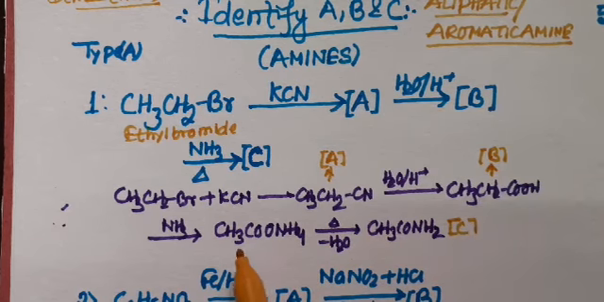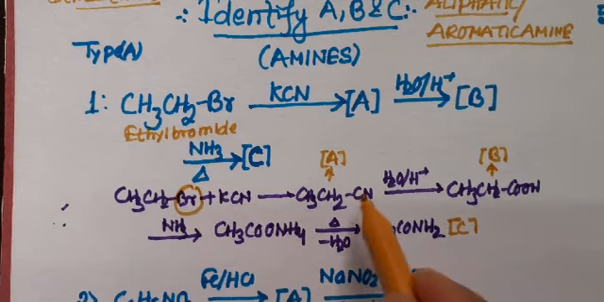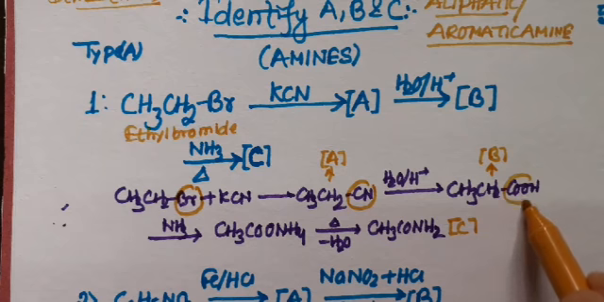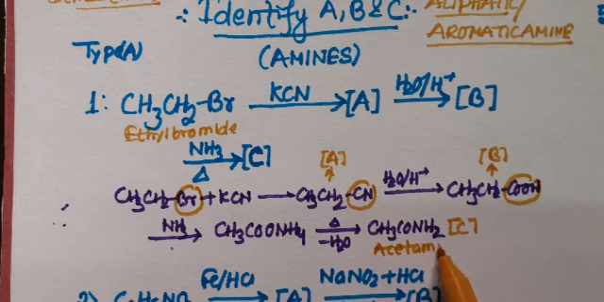So we have already identified the products. In the first reaction, Br is replaced by CN. In the second part, CN is converted into the carboxylic group, and on ammonolysis forms the ammonium salt of acetic acid, and finally it gives the product acetamide.